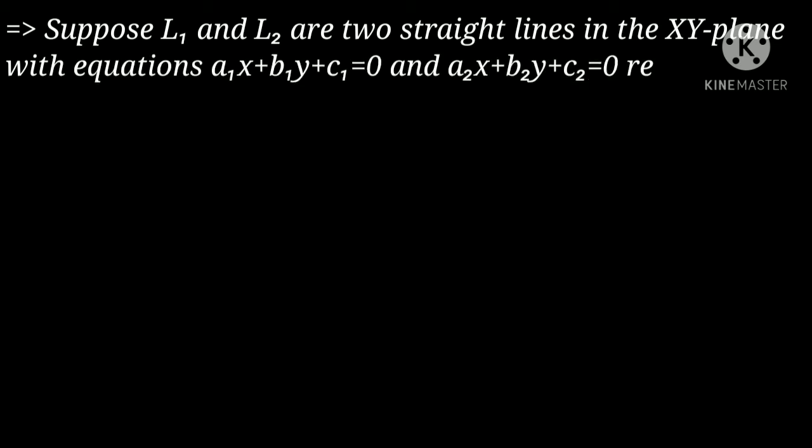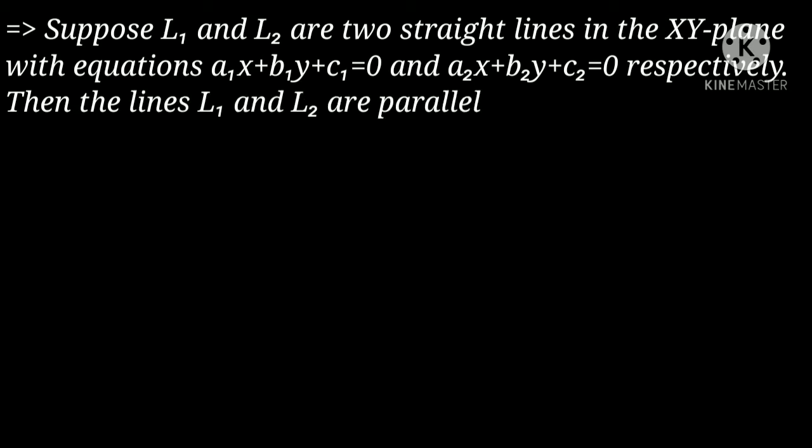Next, suppose L1 and L2 are two straight lines in the xy plane with equations a1x plus b1y plus c1 equal to 0 and a2x plus b2y plus c2 equal to 0 respectively. Then the lines L1 and L2 are parallel if and only if a1 b2 equal to a2 b1.